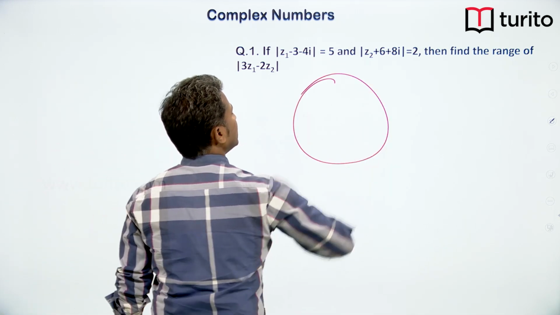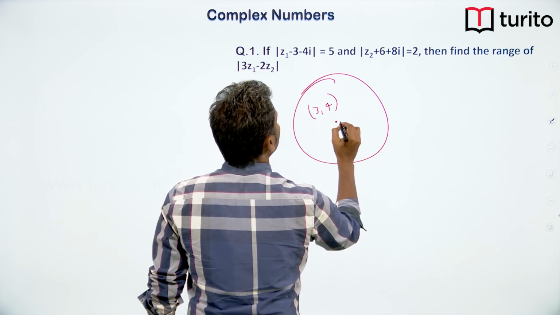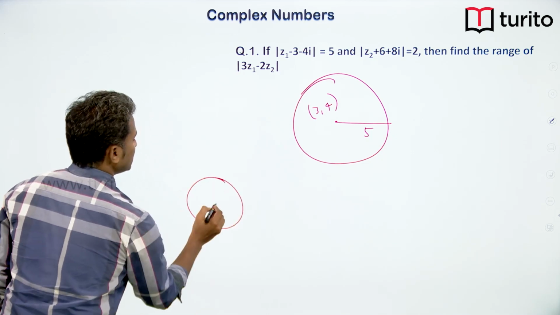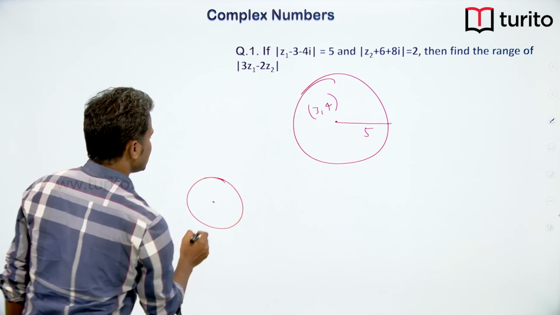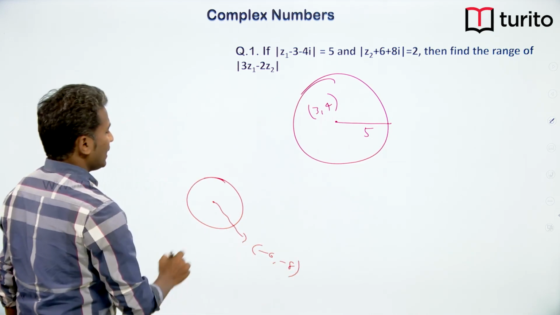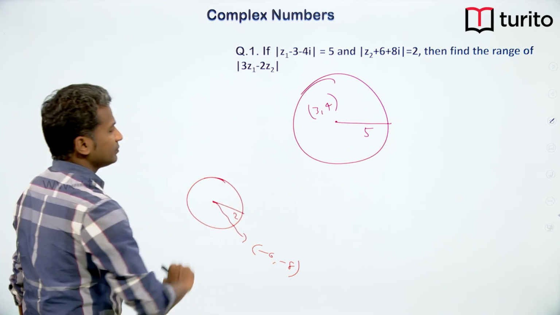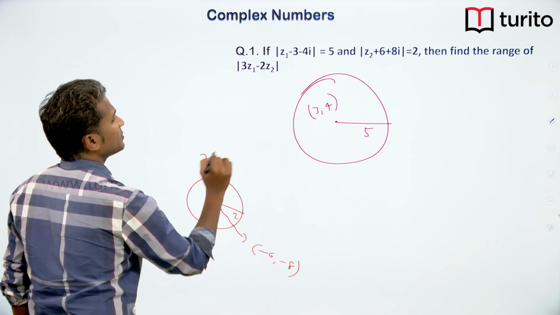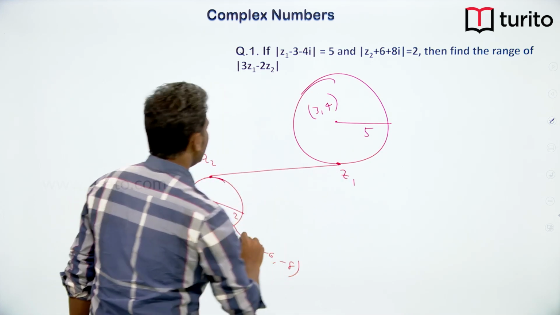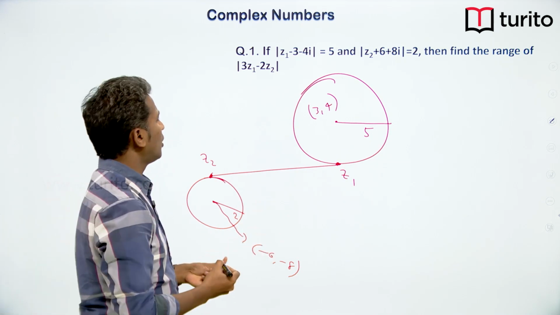We have one circle here, the center is (3, 4) and the radius is 5 units. We have another circle here, the center is (-6, -8) and the radius is equal to 2 units. On this circle z2 is present, on that circle z1 is present, and we want to find the minimum and maximum of the distance between z1 and z2. Now, how do we do this?